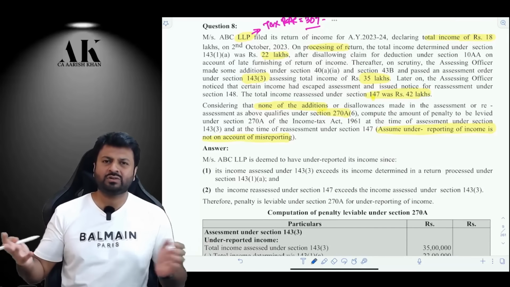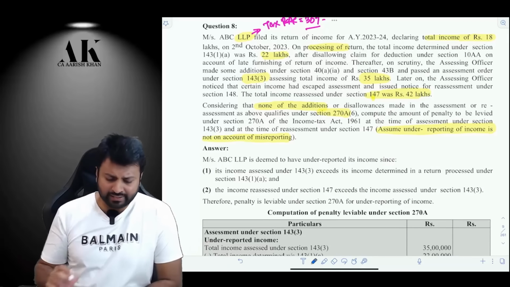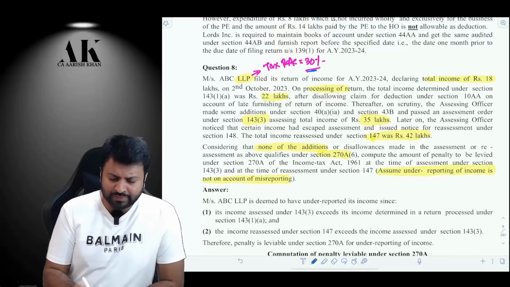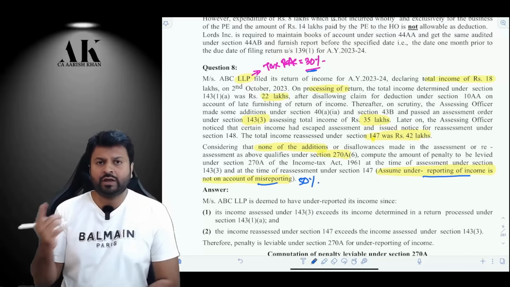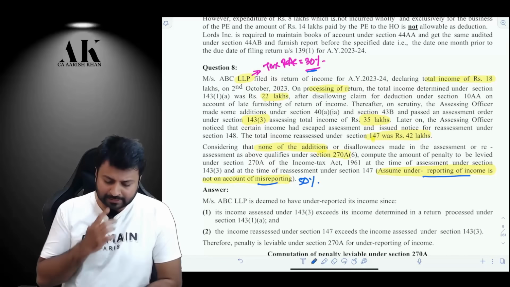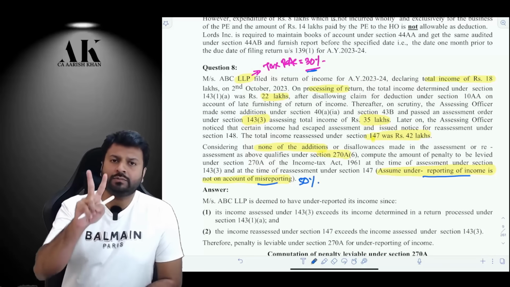The next question is a very traditional question of computation of penalty. First of all, this is an LLP, therefore the tax rate would be 30%. Second thing, this is not a case of misreporting, therefore the penalty would be 50%. If it would have been a case of misreporting, then the penalty would have been 200%. Now, how is penalty computed? Here you have to compute penalty at two stages.